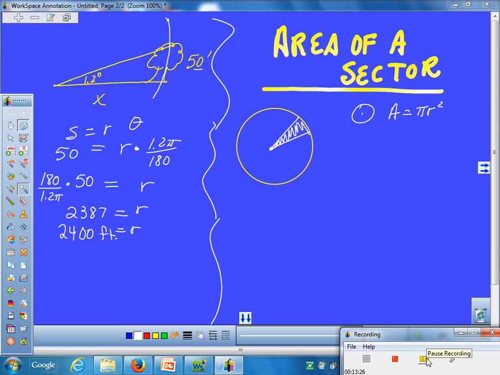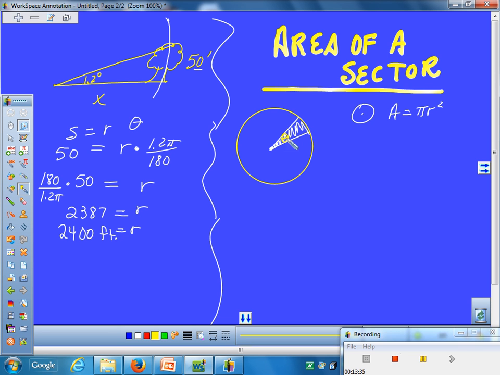So if I tell you how big that angle is, like if that angle is 30 degrees, how do I figure out what fraction of the circle it is? It will be 30 over 360. Wouldn't it be 30 out of 360? Yeah. Okay. But we actually need to do this in radians.